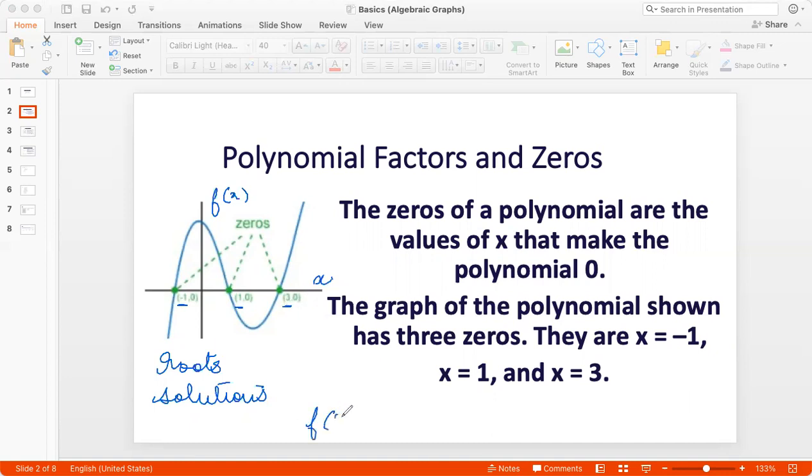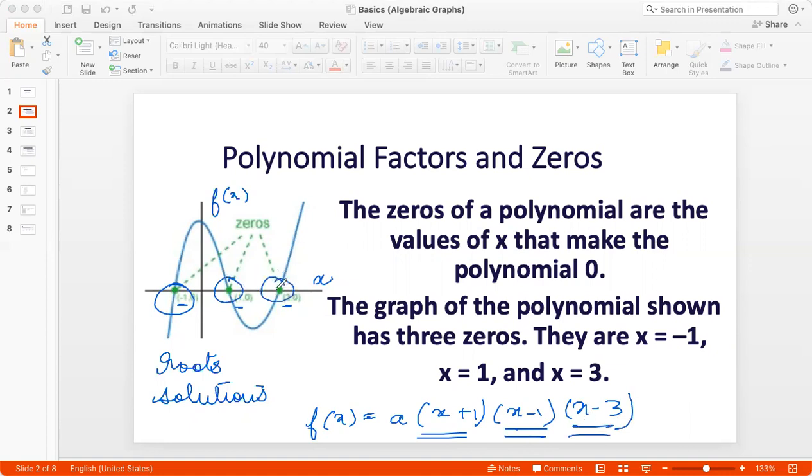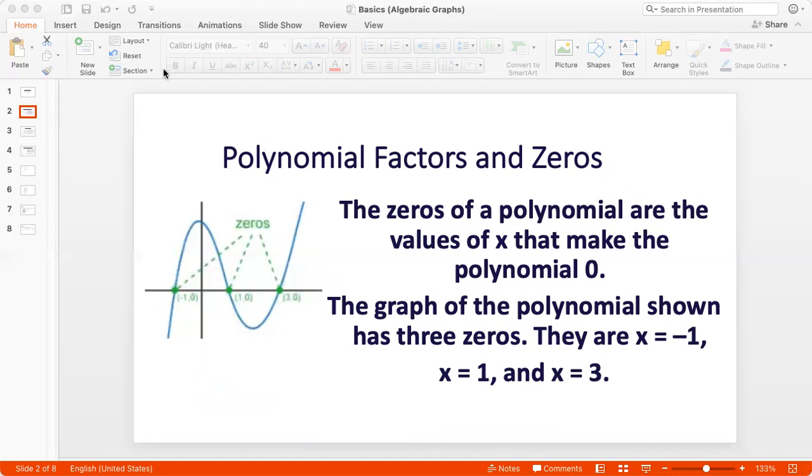That is, I could write this as some constant a times (x plus 1)(x minus 1)(x minus 3). x plus 1 corresponds to the x-intercept of -1, x minus 1 corresponds to the x-intercept of 1, and x minus 3 corresponds to the x-intercept of 3. So here, the factors x plus 1, x minus 1, and x minus 3 are directly related to the x-intercepts of the function. Okay, let's move on.